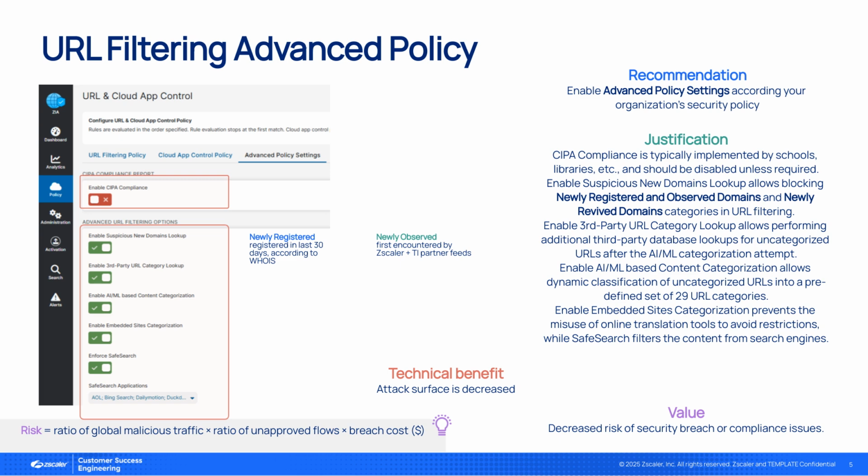Next, under Advanced Policy Settings, you will find a number of toggles. At minimum, Zscaler recommends enabling the Suspicious New Domains Lookup setting. This will allow you to create policy to block the newly registered and observed domains and newly revived domains categories, which contain domains that are often used as part of phishing or malware distribution campaigns. We also recommend enabling the Enable Embedded Sites categorization setting. The remaining settings should be evaluated on the basis of your organization's security policies.